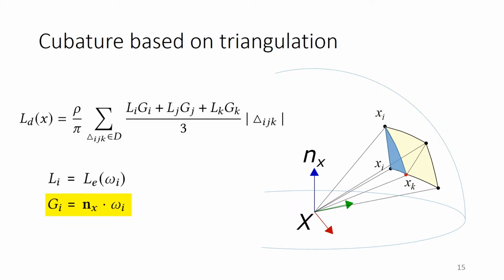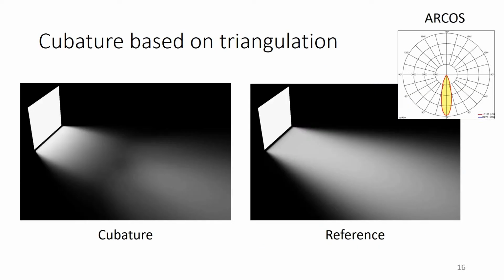One issue that we can already expect in the geometric term is that the point at the horizon plane of x, where n.omega I is 0, will no longer contribute to the approximation, and also close above the plane the radiance weights will be quite uneven. The resulting illumination will then look like this.